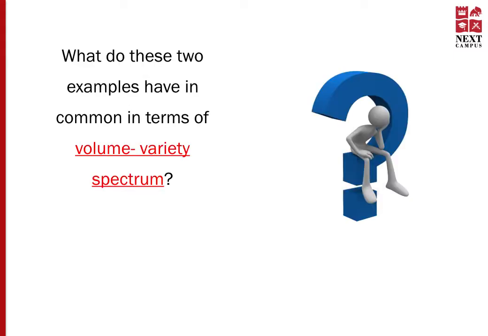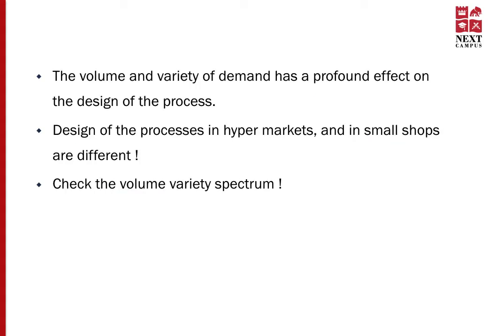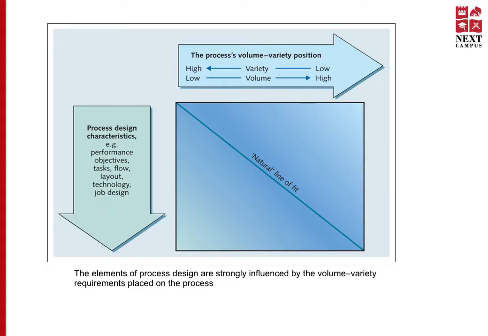So what do these two examples have in common in terms of the volume variety spectrum? The volume and variety of demand has a profound effect on the design of the process. Design of the processes in hypermarkets and in small shops are different. What is this volume and variety spectrum? Generally, if a product is of high volume, the variety of the product is considered low. It's very difficult to manage a process that has high volumes and high variety as well.